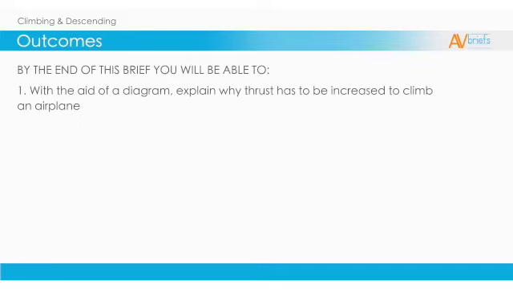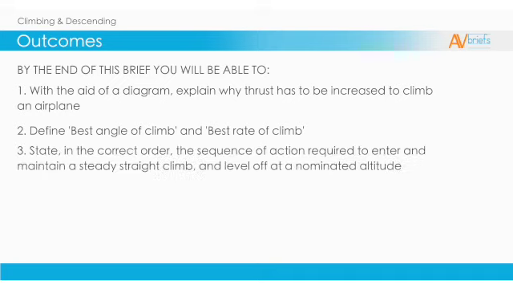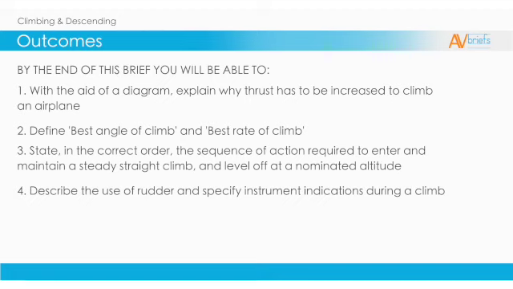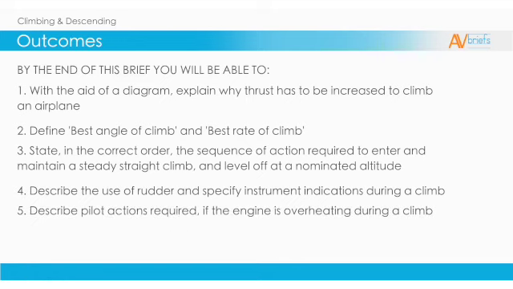By the end of this lesson you will be able to, with the aid of a diagram, explain why thrust has to be increased to climb an airplane. Define best angle of climb and best rate of climb. State, in the correct order, the sequences of actions required to enter and maintain a steady straight climb, and level off at a nominated altitude. Describe the use of rudder and specify instrument indications during a climb. Describe pilot actions required if the engine is overheating during a climb.